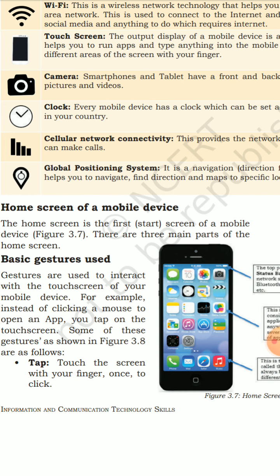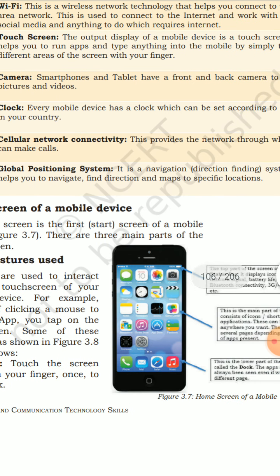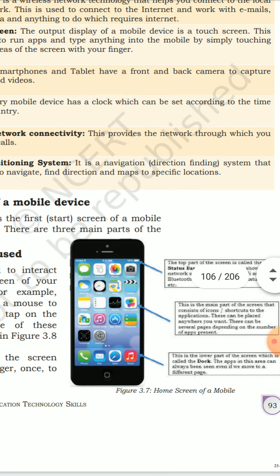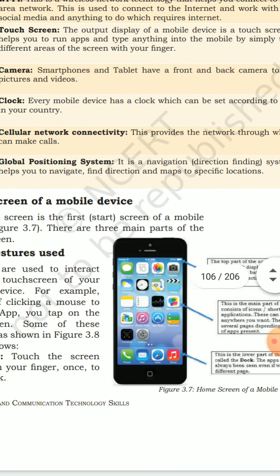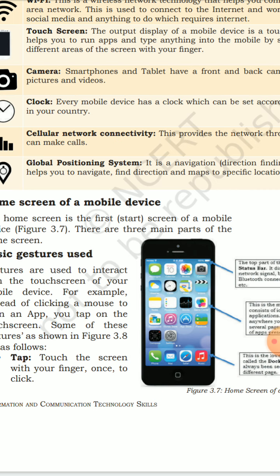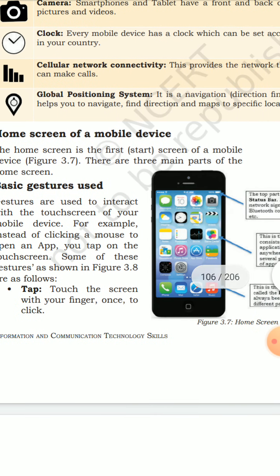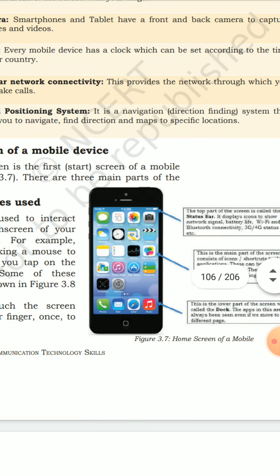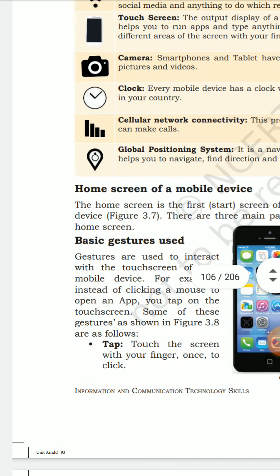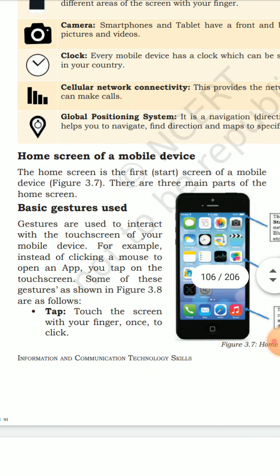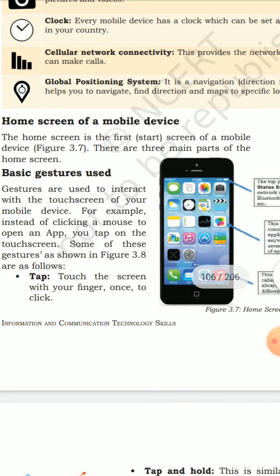Now cellular network connectivity. It provides the network through which we can make calls. This also gives you the strength of the signal. Now GPS, which is the most trending and important feature of the day. It stands for Global Positioning System. It helps to navigate and find directions on a map, especially Google Maps.